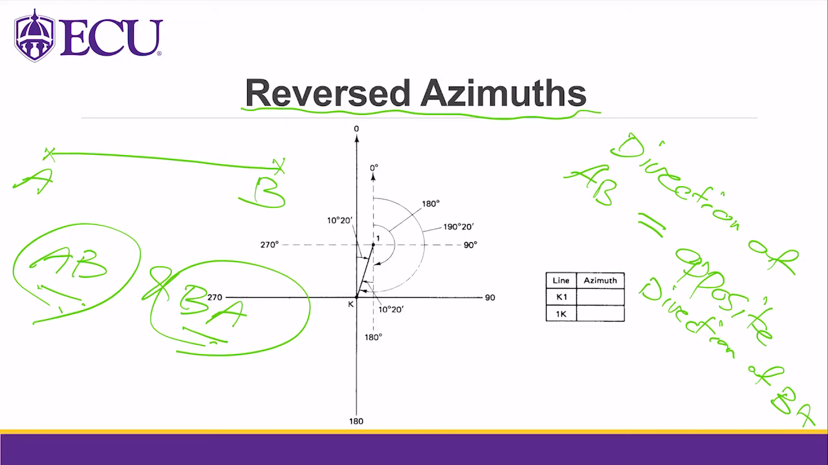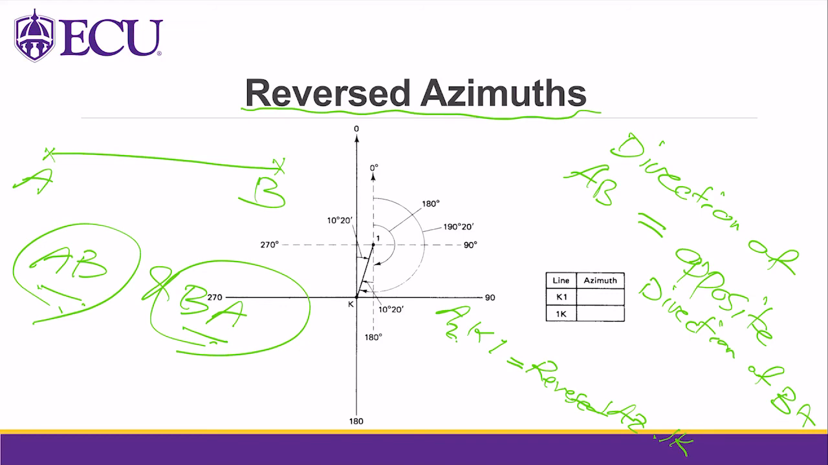Okay? And when it comes to opposite, just imagine wherever you are sitting or standing right now, pick one destination to go. It could be a corner of your room or whatever. And then you can start walking to that point. And then come back. You see, when you come back, you have to turn around 180 degrees. And that is exactly the concept of reversed azimuth. Reversed azimuth is the opposite direction of that line. So always the azimuth of K1 is equal to the reversed azimuth of 1K, or the opposite direction.